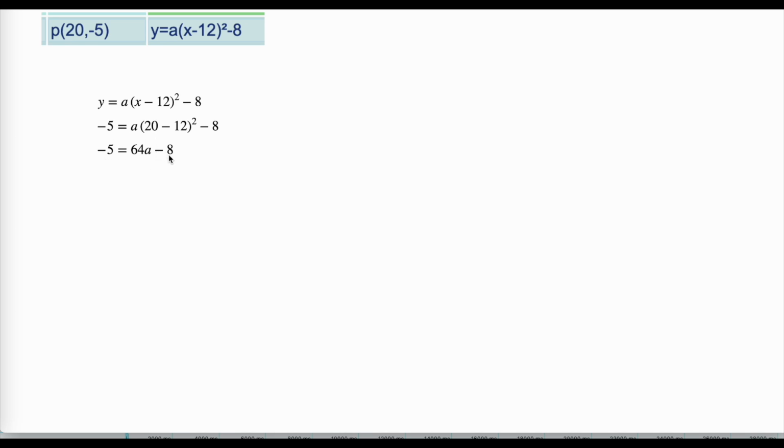I want to get rid of this negative 8. I'm going to add 8 to both sides. 8 minus 5 is 3. So we have 3 is equal to 64a. I want to get rid of the 64 that's multiplying the a, so I divide both sides by 64, giving us 3 on 64 is equal to a.